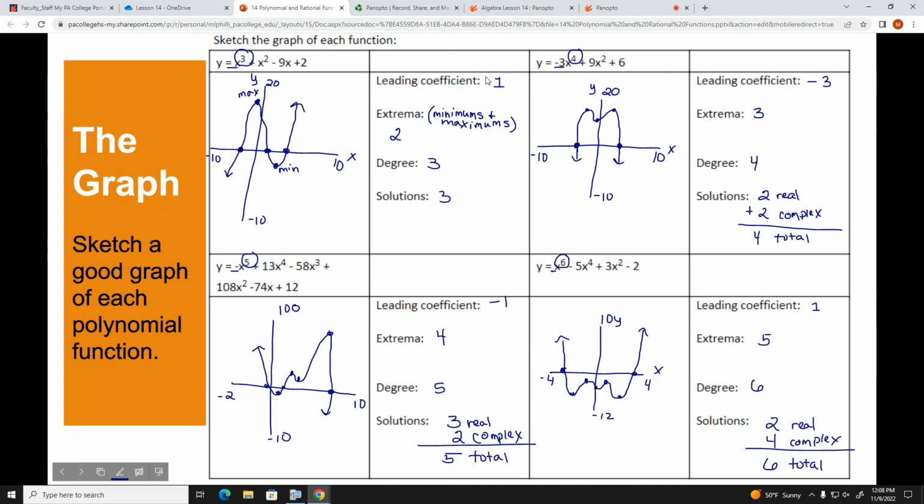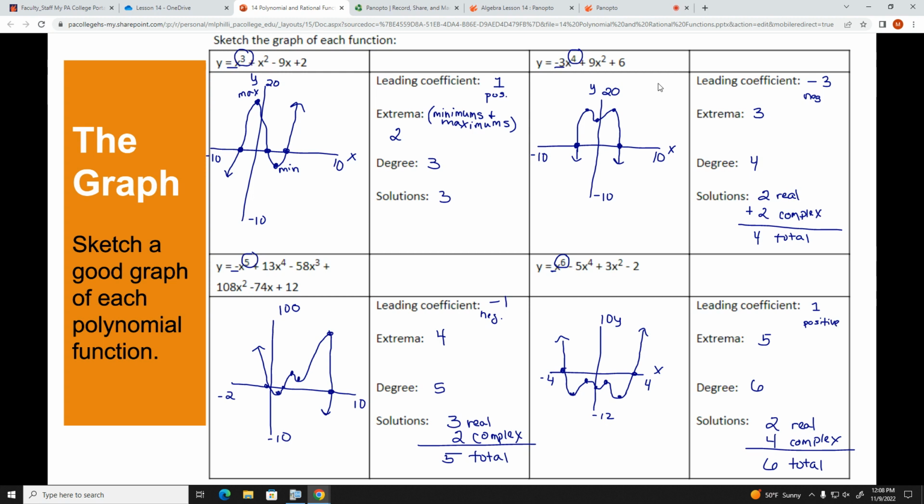Our first one, the leading coefficient was positive. Second one, leading coefficient was negative. Third one was also negative. And last one was positive. So that leading coefficient, we talked about with quadratic, it impacted whether it was concave up or concave down. With these polynomials, we have sections that are concave up, sections that are concave down, so it's not quite as clear cut.